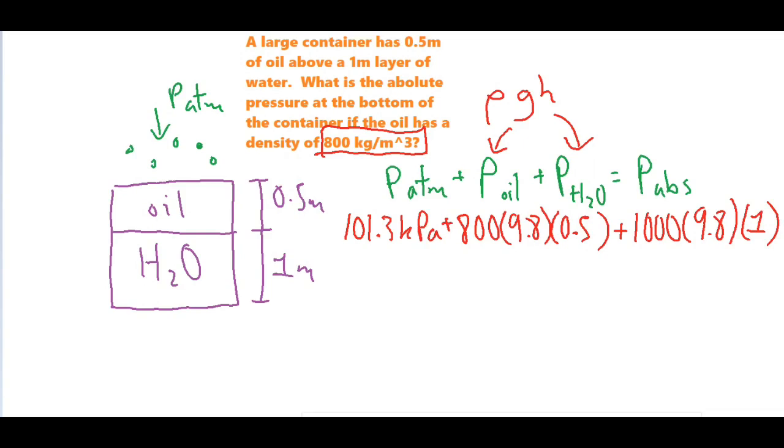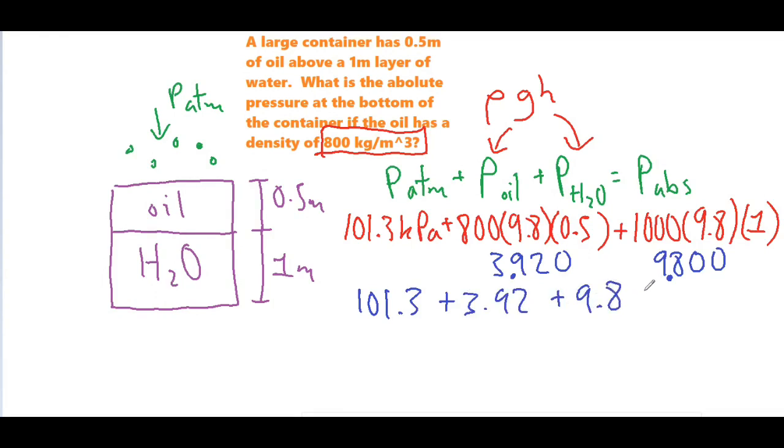When we slide to our next step, this comes out to 3,920, and this one comes out to 9,800. So what I'm going to do is divide both of these by 1,000, which is basically scooting the decimal 3 to the left. So then I'm going to sum up these numbers as 101.3 plus 3.92 plus 9.8, and then everything is going to be in kilopascals. And then we get 115.02 kilopascals as our absolute pressure.